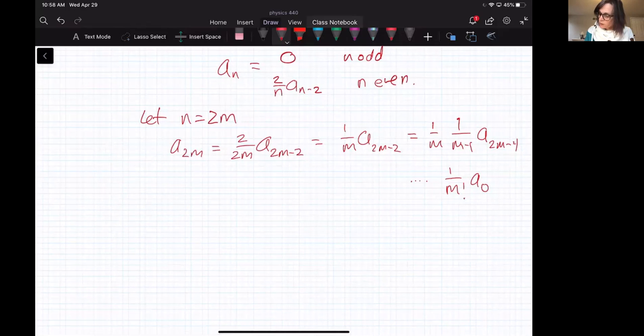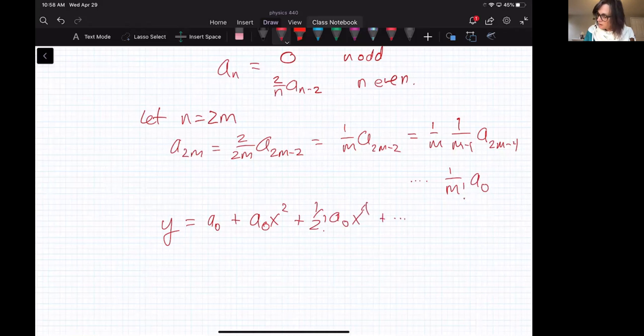In other words, we can write y now in terms of this a naught as a naught. And we could have started this way from our original solution, but we're trying to get this into a different form. a naught plus a naught x squared plus 1 over 2 factorial a naught x to the 4th plus 1 over m factorial a naught x to the 2m.